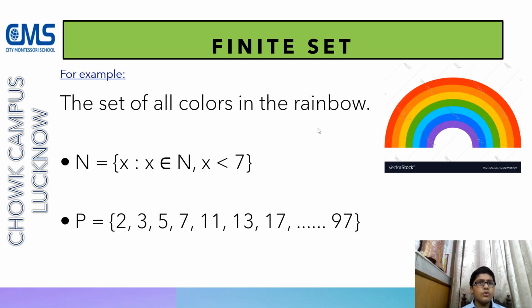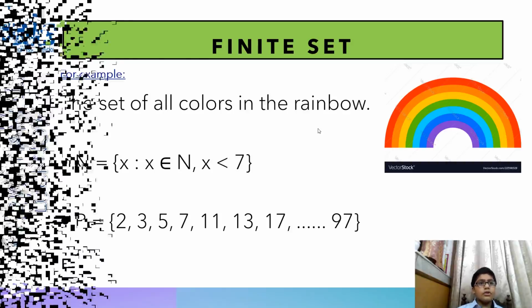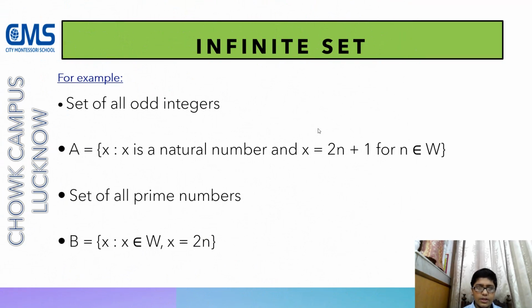Infinite set. A set whose elements cannot be listed, that is, a set containing never-ending elements, is called an infinite set. For example, the set of all odd numbers: A equals {x : x is a natural number and x equals 2n plus 1 for n belonging to W}. Set of all even numbers: B equals {x : x belongs to W, x equals 2n}. Note, not all infinite sets can be expressed in roster form. For example, the set of real numbers, since the elements of this set do not follow any particular pattern.